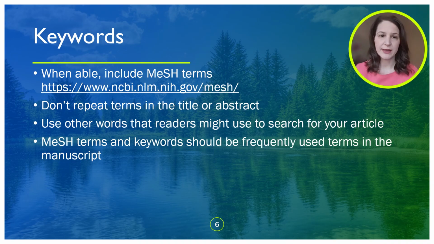Journals may also request that you provide some keywords. Keywords are important because they are used to index, categorize, and increase the searchability of articles. When able, it's recommended that you include MeSH terms or medical subject headings to help with indexing. The keywords should ideally not repeat terms that are already in the title or abstract, but rather include other words that readers might use to search for your article. The keywords and MeSH terms that you include should be frequently used terms in the manuscript.